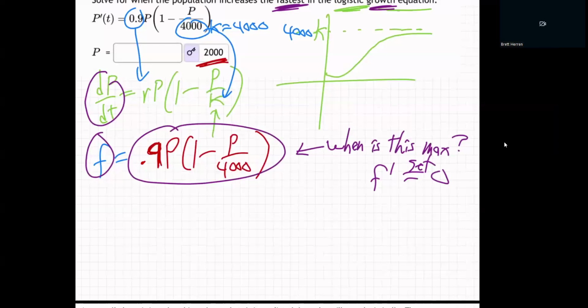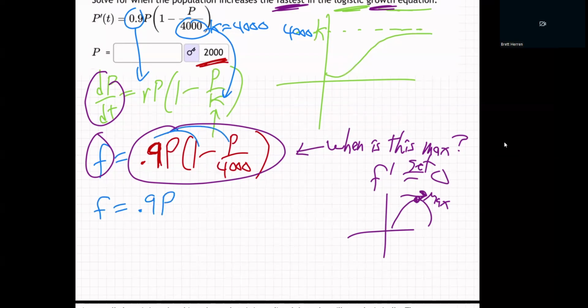Because it's where the derivative is 0, right? For any function at the top, at the max, the slope, which is the derivative, will be flat. Slope will be flat at a maximum. So we take f prime. How do you take derivatives? Well, first off, we should get f cleaned up. This is still f. Let's distribute through. Get 0.9P times 1, and then minus 0.9 over 4,000 P squared. I took that 0.9P and went boom, boom.